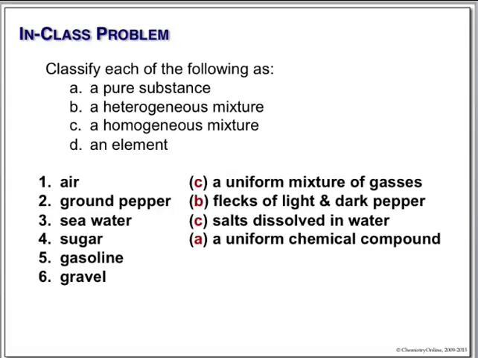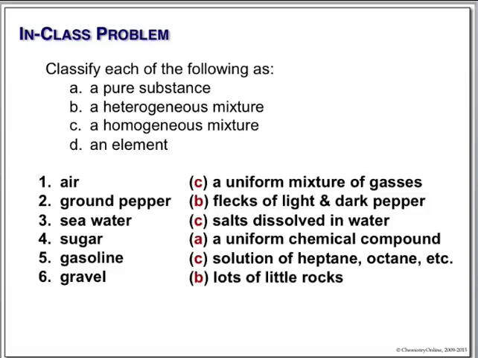Gasoline. Gasoline actually starts off as petroleum, which is just one heck of a heavy mixture, and you boil off a fraction. You still have lots of different types of hydrocarbons in there. It is a solution of heptane, octane, etc. in a homogeneous mixture. And finally, gravel. We saw the picture of gravel. It is simply lots of little rocks. Any questions?